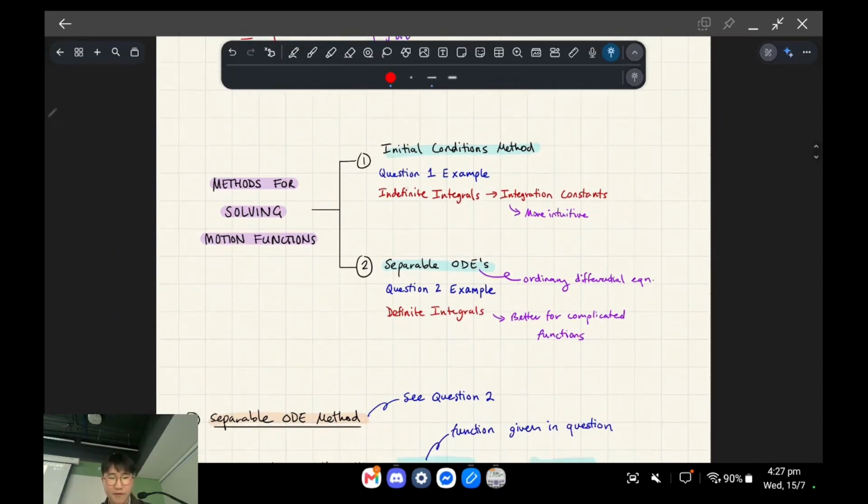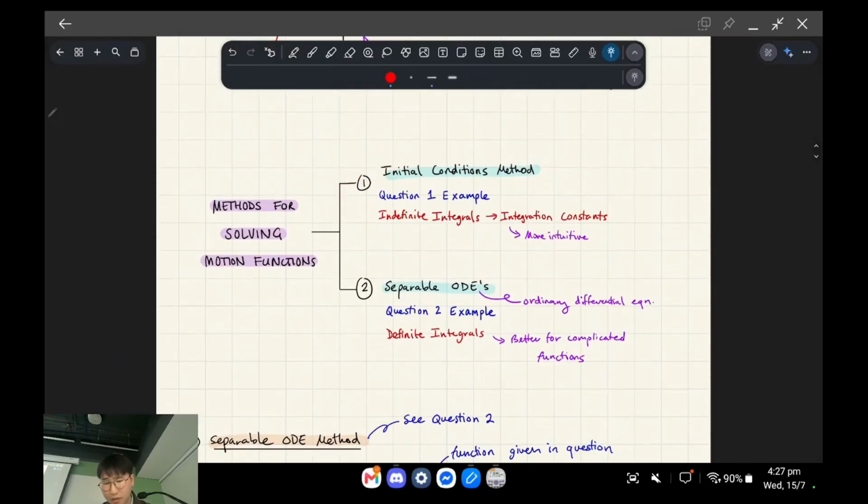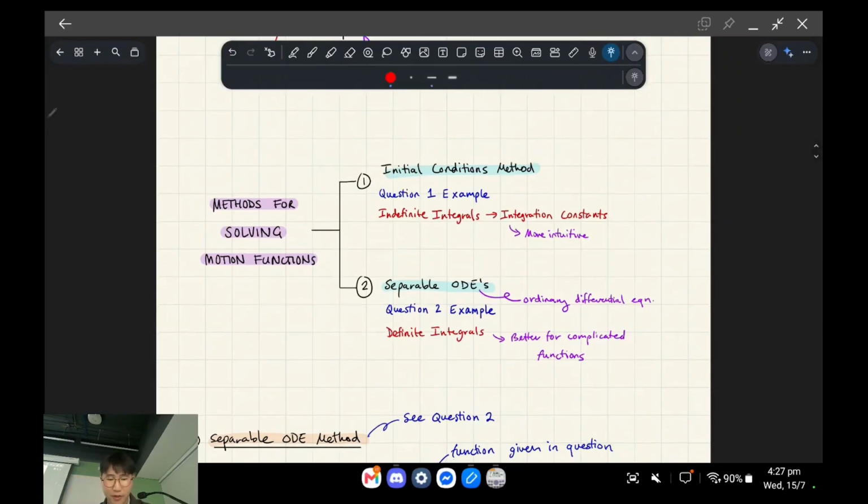The first method that I'm going to show you is the initial conditions method, which is probably what you learned in Physics 1A and or high school. It's where you have indefinite integrals and you plug in additional information to figure out the integration constants. It's more intuitive, I would say, but it starts to break down with more complicated questions.